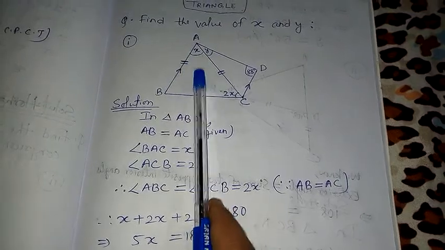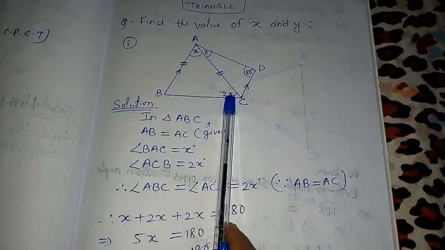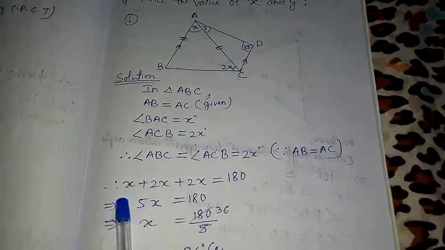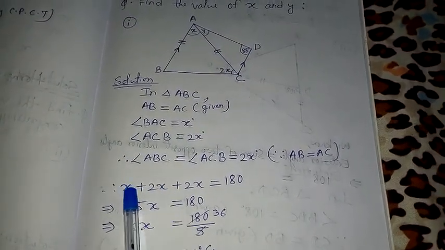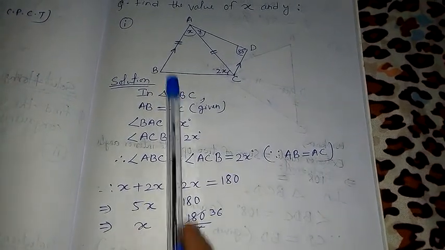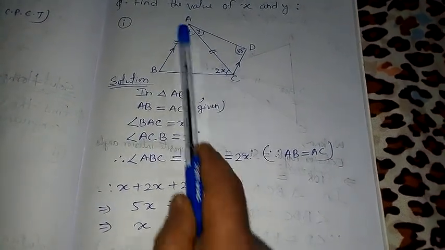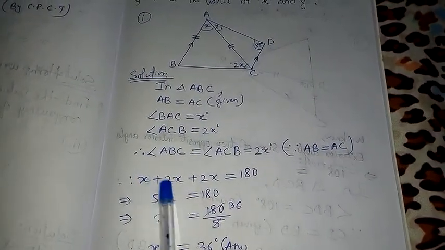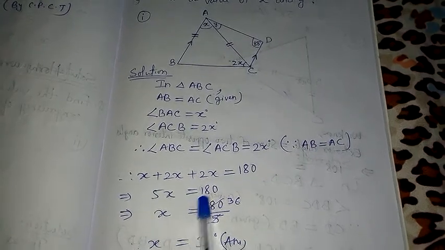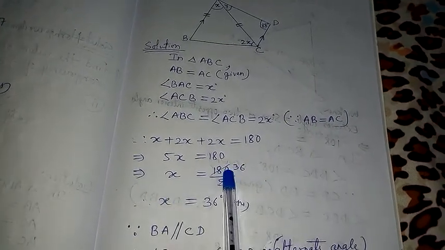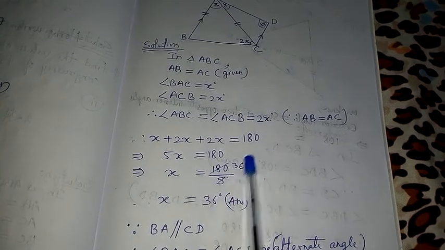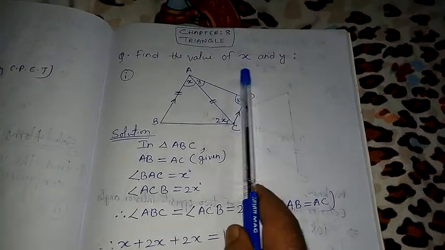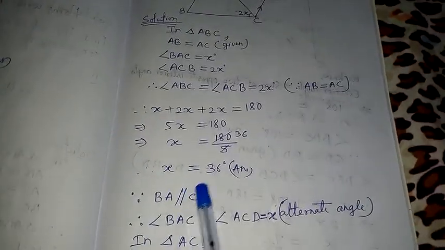Now in this triangle, this is x, this is 2x, this is 2x, and the sum of the three angles of a triangle is 180 degrees. So x plus 2x plus 2x is equal to 180 degrees. If you add, 5x equals 180 degrees, so x equals 180 by 5. If you cancel, x will be equal to 36 degrees. So the first answer has come: the value of x is 36 degrees.